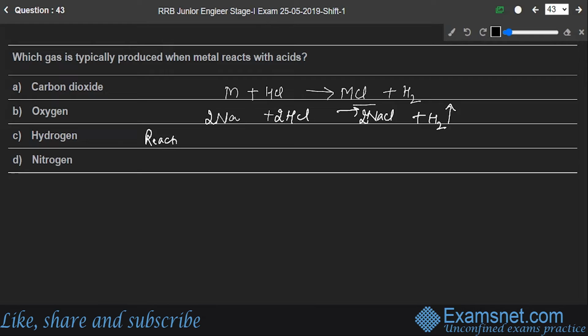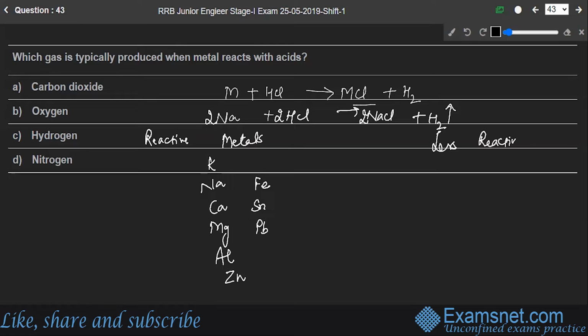Let's write down. You have some reactive metals: potassium, sodium, calcium, magnesium, aluminium, zinc, iron, tin, and lead. And then you have the less reactive metals, for example copper, mercury, silver, gold. So option C, right answer.